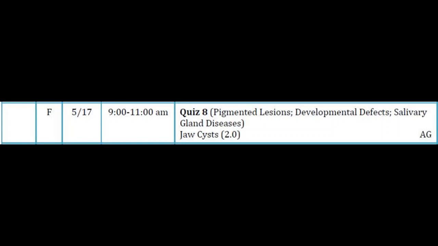So the other name for dentigerous cyst is follicular cyst. That's basically because it looks like a follicle around a developing tooth, right? It's a very, very common type of cyst, so this is something you will encounter in your clinical practice.